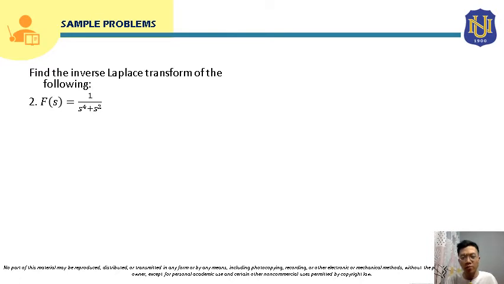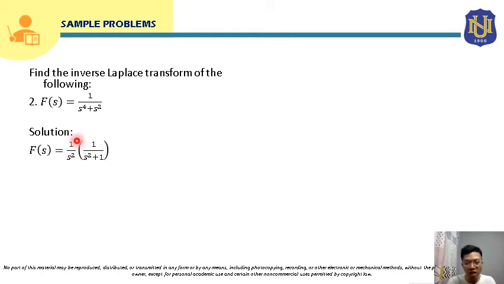So for sample problem number 2, we will find the inverse Laplace transform of the given f of s here. The given f of s here is 1 over s to the fourth plus s squared. As you can see, in this given f of s, we can actually factor out 1 over s squared. So factoring out 1 over s squared, this will become 1 over s squared times 1 over s squared plus 1. This is equivalent, if we distribute s squared to the denominator s squared plus 1, to s to the fourth plus s squared, right?